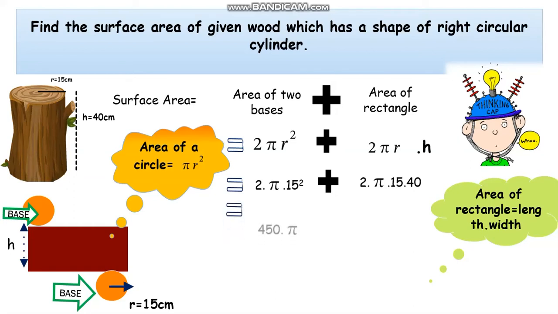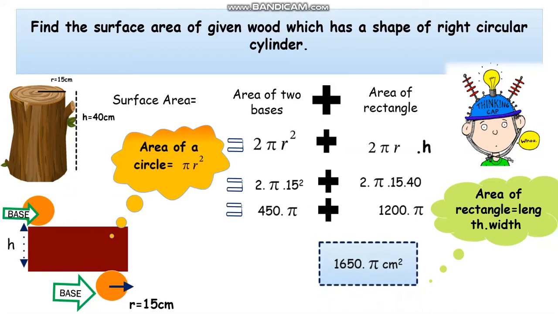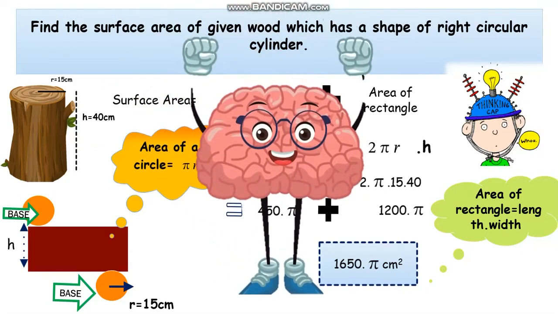So if we make the calculation, it will equal 450 pi, and this is 1200 pi, and when we add these, we will find that our surface area will equal 1650 pi centimeters squared. Yes, you did a good job.